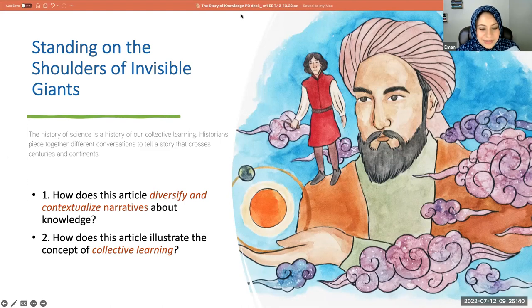So what I'd like us to do is to just talk through it and get a little bit warmed up with this case study, which we'll dive deeper into in the next few minutes. But what I'd like to know is if you all think this article helps diversify and contextualize narratives about knowledge and how so, and if the article illustrates the concept of collective learning.